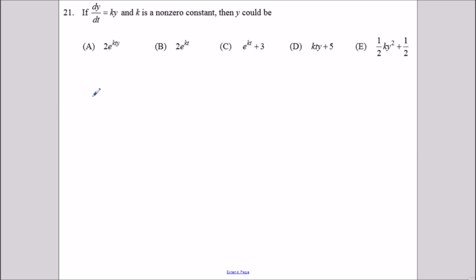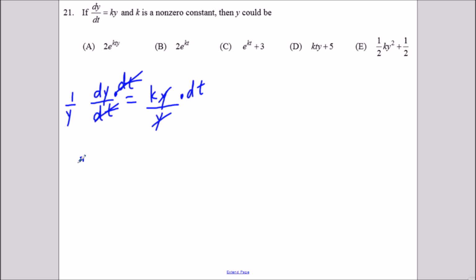Okay, for this question here, we have that k is a non-zero constant, and we want to know what y could be. And we have some differential equation. So what we could do is we could separate variables. So if we have dy dt equals k times y, we could divide both sides by y, which is the same as multiplying by 1 over y. And we could multiply both sides by dt. So dt over dt cancels on the left, y over y cancels here, and we'll have dy over y is equal to the constant k times dt.